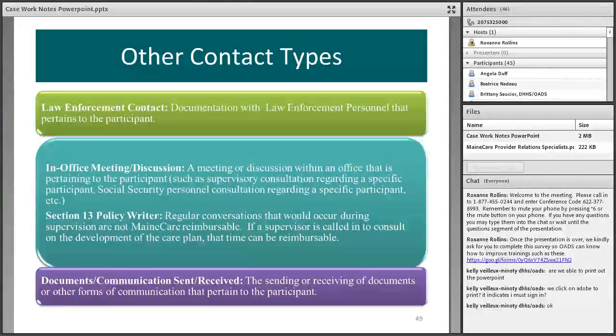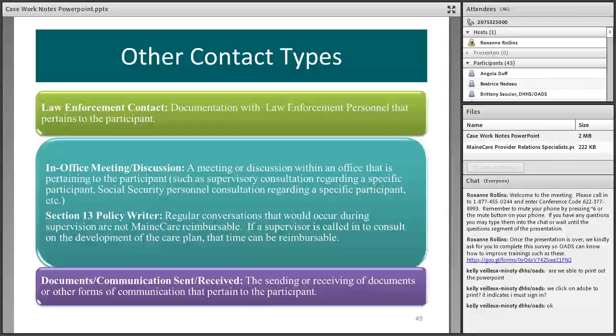There's other contact types. There's law enforcement contact, which documents law enforcement personnel that pertain to the participant if you had a conversation with them. There's also the in-office meeting/discussion, which is a meeting or discussion within an office that is pertaining to the participant, such as supervisor consultation regarding a specific participant, or like Social Security personnel consultation regarding a specific participant, etc.